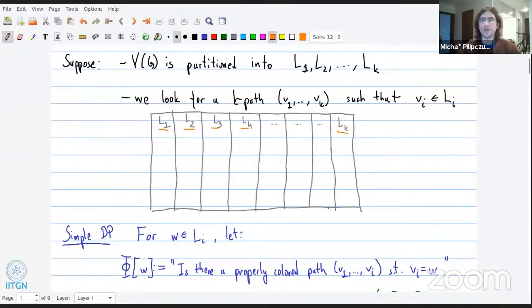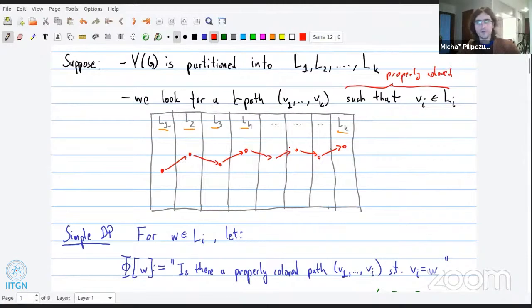And we are looking for a k-path that is properly colored. So this condition will be called properly colored. And the condition says that I would like to find a k-path such that the first vertex is colored with color 1, the second vertex is colored with color 2, the third vertex is colored with color 3, and so on, up till the last vertex, which is colored with color k. So I am given a prescribed partition of the vertex set into k colors, and I am really looking for a k-path that is compliant with those colors.